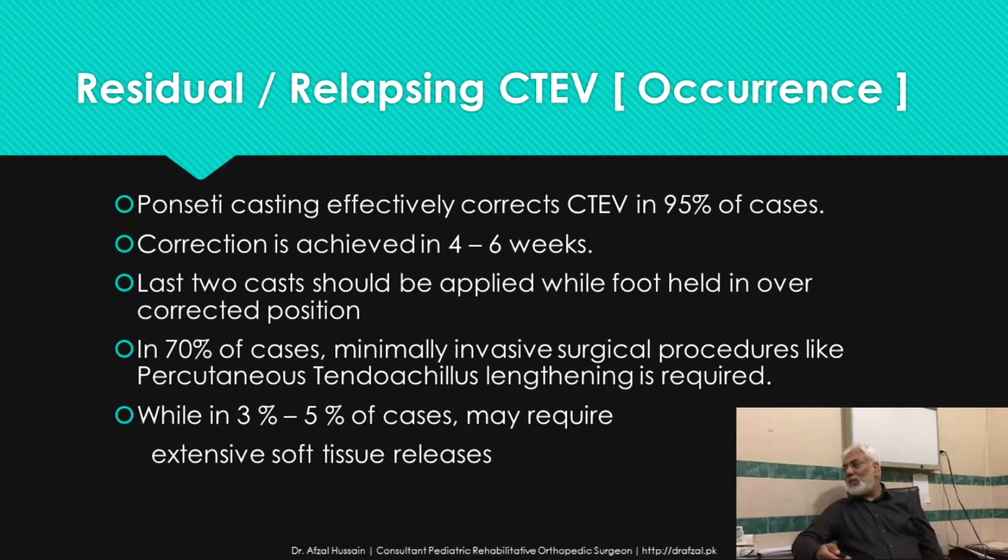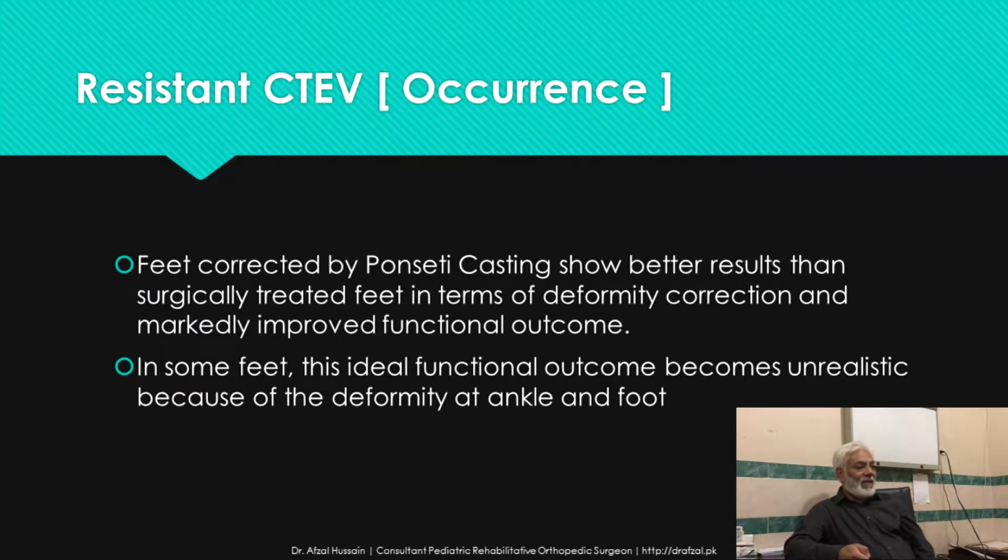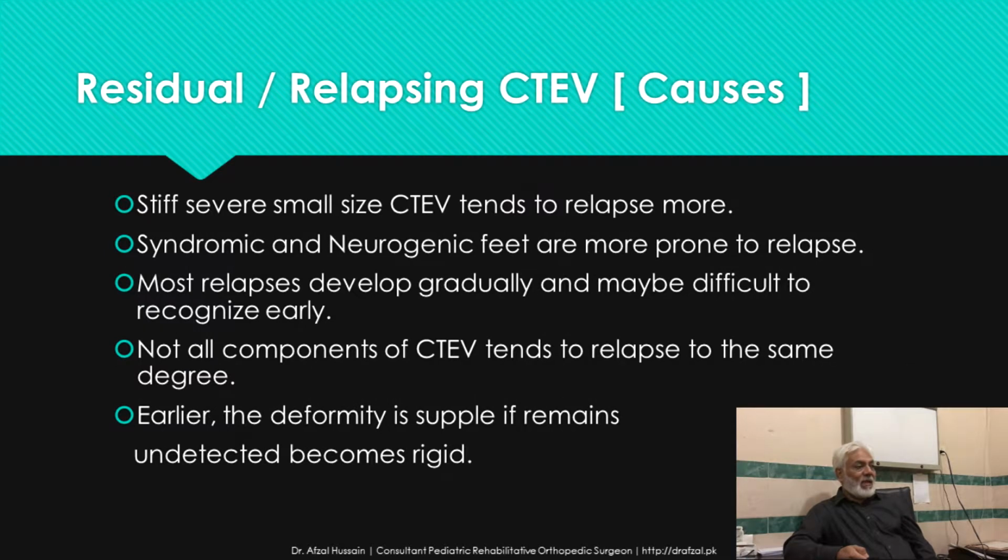And for comparison purposes, you should be very meticulous to compare alike feet together, not one foot of one character and another of a totally different character. So we'll be noticing these changes in today's lecture. So in some feet, this ideal functional outcome becomes unrealistic because of the deformity of the ankle. Stiff, severe, small size CTEV tends to relapse more. Now these are the different examples where we need to have surgery.